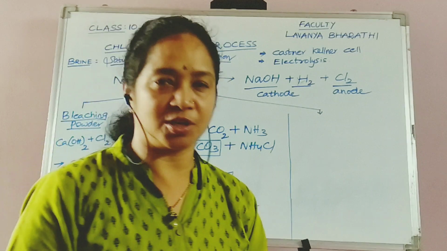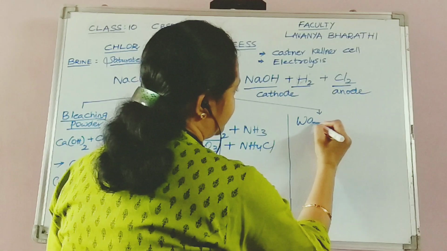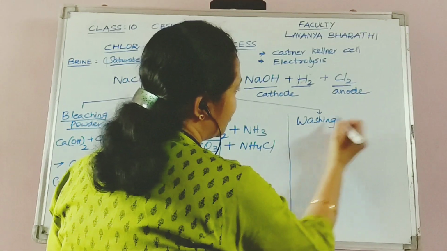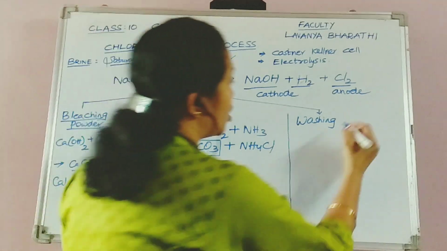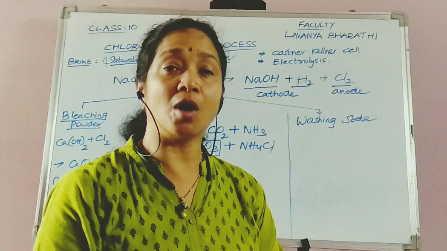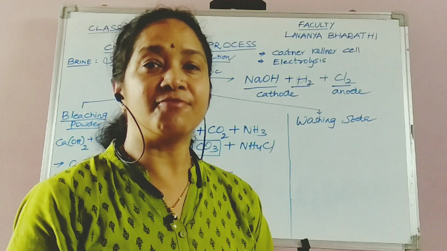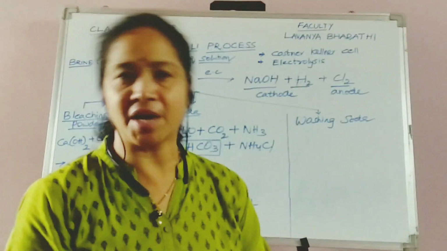fluffy and spongy. Now the last one is washing soda, and the third compound which we obtain in the chlor-alkali process is washing soda. This washing soda is also called sodium carbonate. Sodium carbonate formula Na2CO3. And how is this washing soda obtained?